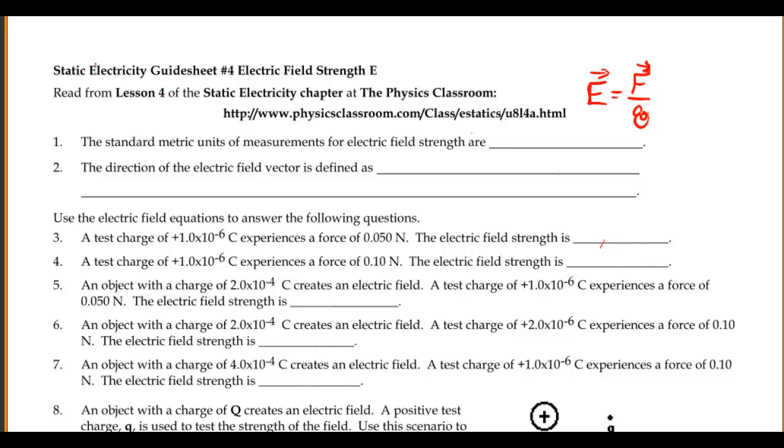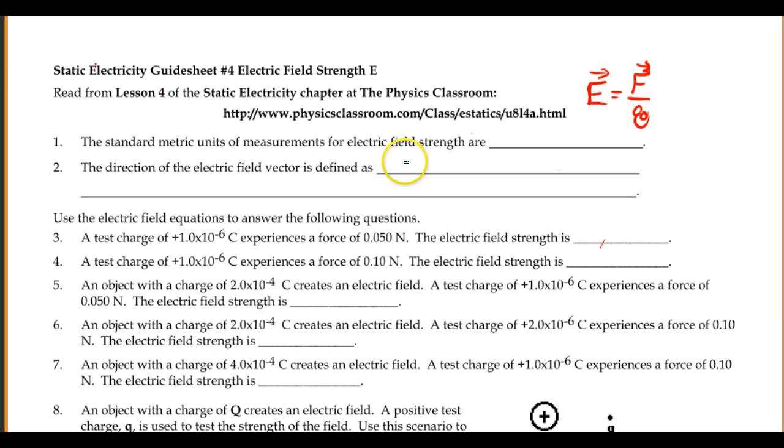Okay, welcome to Guidesheet number 4 on electric field strength. The electric field strength E is a vector quantity. It's defined as the force per unit charge on a small test charge. So to find it, we take the electrical force and divide it by the small test charge that is in the field, not the charge that creates the field.